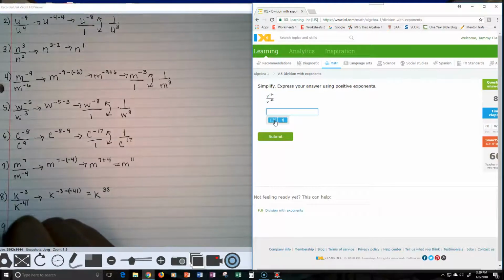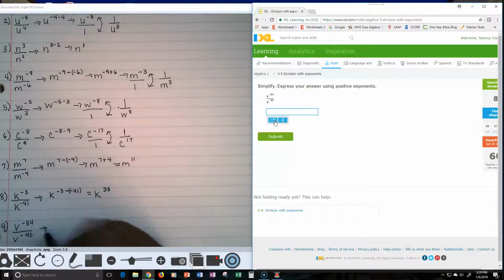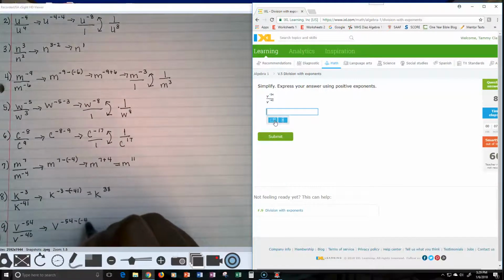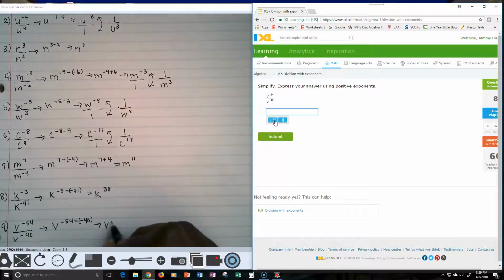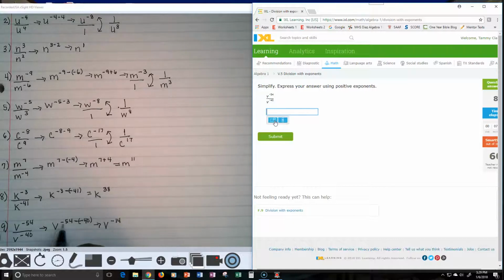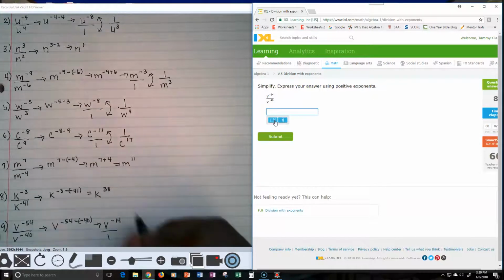I think I'll do one more and then we'll call it quits there. So I've got v to the negative 54th power divided by v to the negative 40th power. So keep the base, subtract the exponents. So we've got v to the negative 54th, now it's plus 40, and that gives us v to the negative 14th, because 54 minus 40 is 14. The 54 is the larger number and it has a negative, so therefore my answer is negative. Put that over 1, flip them over, and I've got, oops, scratch that, 1 over v to the 14th power.